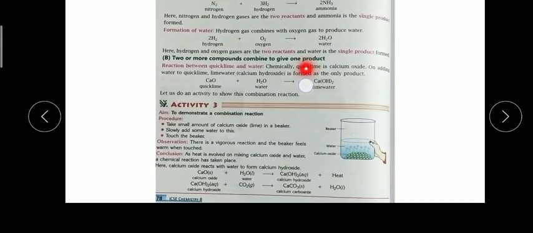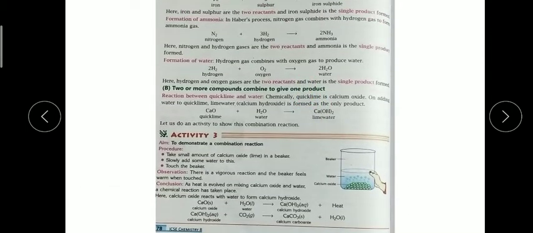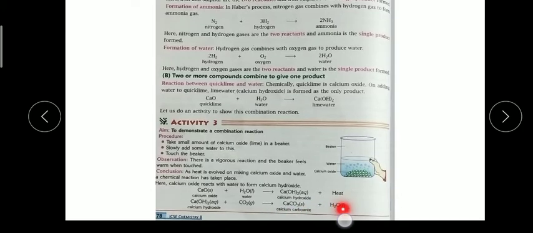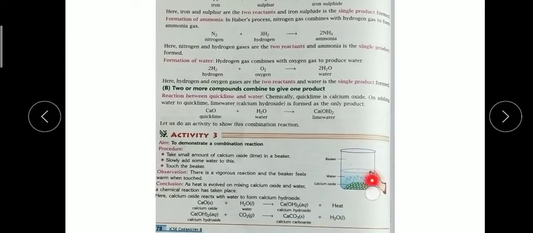We can perform this activity in the same way. Whenever we add calcium oxide in water, it produces calcium hydroxide, plus it releases heat. That's why "plus heat" is written on the product side. Now this calcium hydroxide, when it reacts further with carbon dioxide, produces calcium carbonate plus water. This reaction is vigorous. If we touch the base of the beaker, we can feel the warmth of the heat liberated during this reaction.